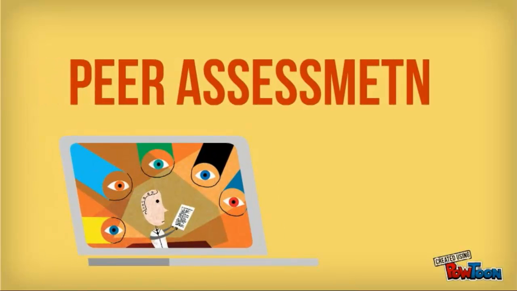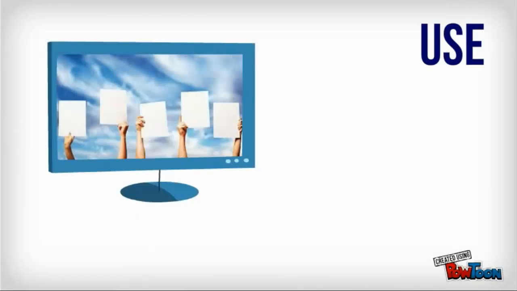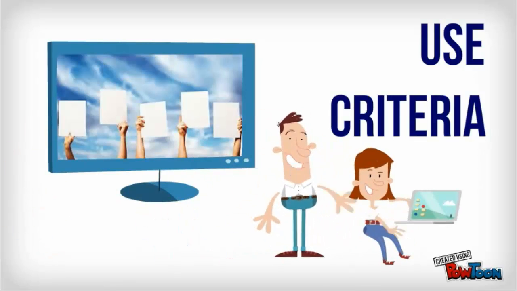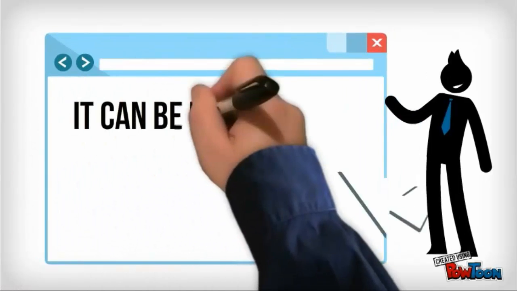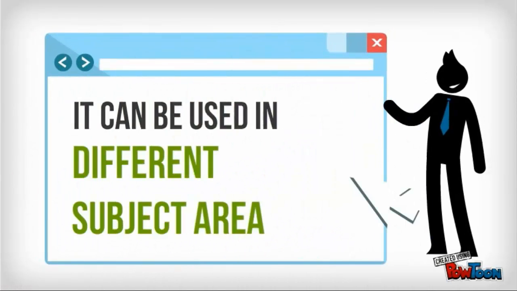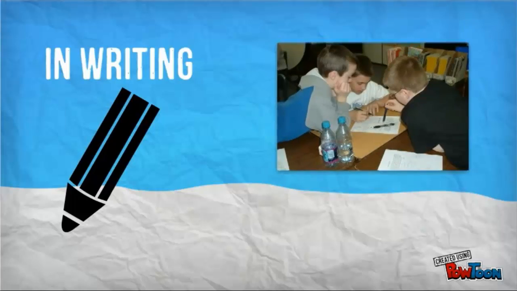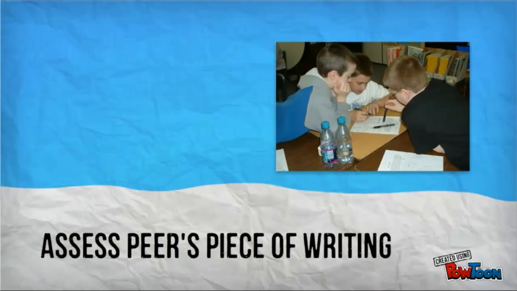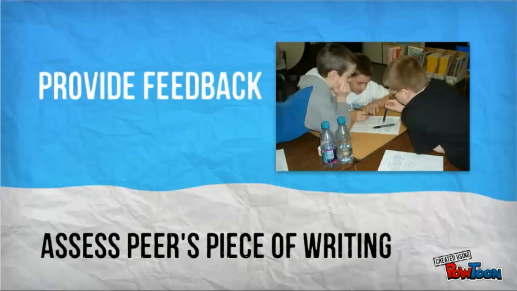Third, peer assessment is also a powerful way to gather information about students and their understanding. Students can use a set of criteria to assess the work of their classmates. Peer assessment can be used in different subject areas. In writing, for example, students can assess another student's piece of writing and provide feedback about what they observed.